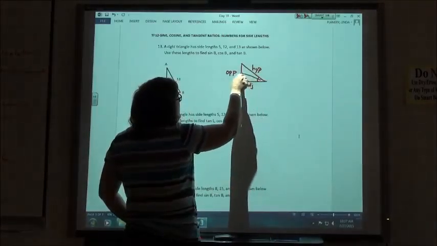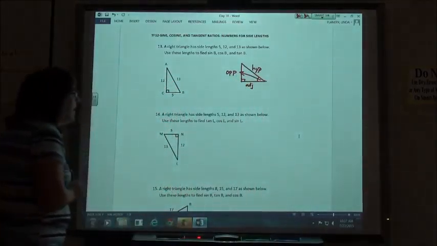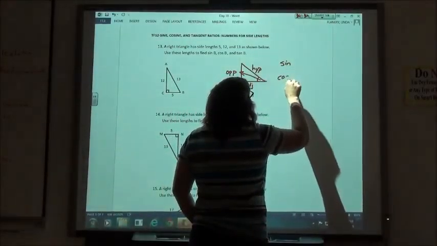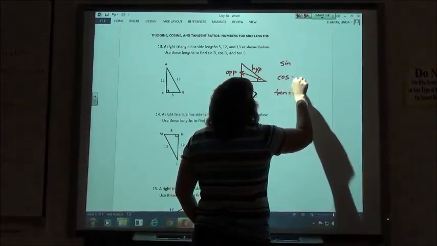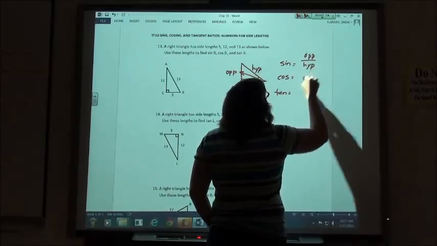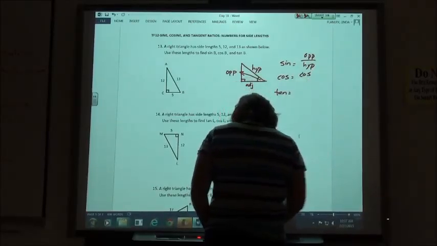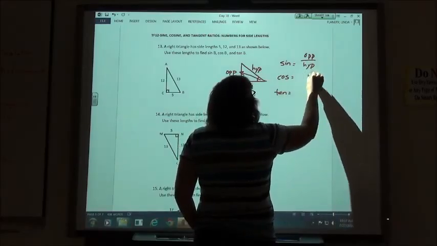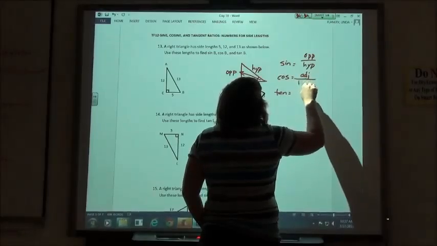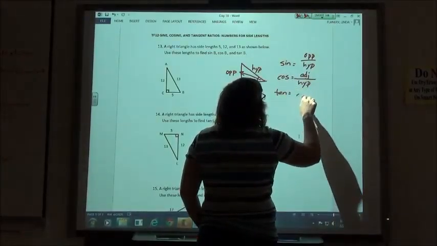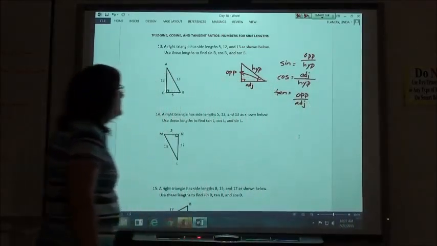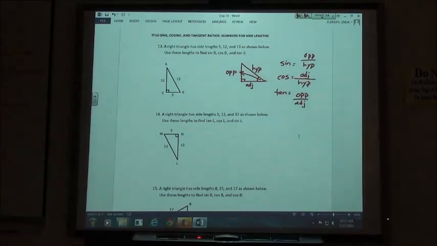So the opposite, you always can just go straight across. That's going to be your opposite side. So I'm going to do sine, cosine, and tangent. The sine is the opposite over the hypotenuse. Cosine, whoops, I'm trying to write cosine there. Cosine is going to be your adjacent over hypotenuse. And your tangent is your opposite over your adjacent. So those are your three basic trig functions.